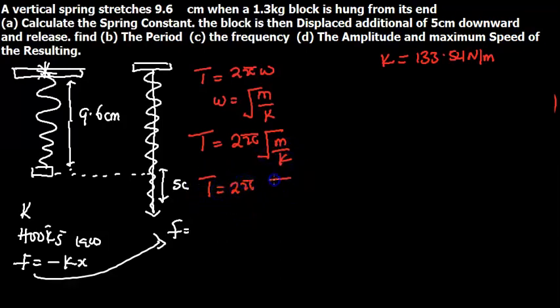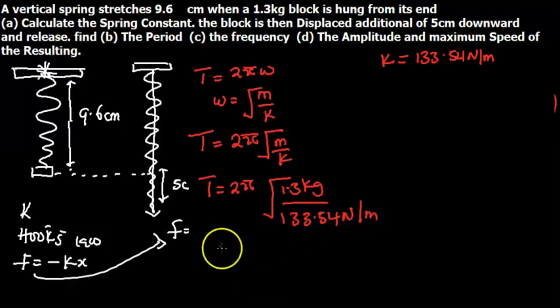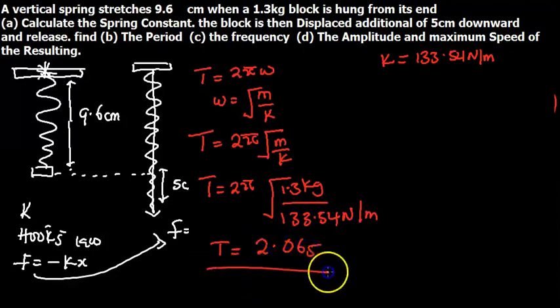Therefore, the period is 2 pi times the square root of our mass, 1.3 kilograms, divided by 133.54 newtons per meter. The unit for time is seconds, and the result is 2.06 seconds. The next thing, part C, we're asked to find is the frequency.